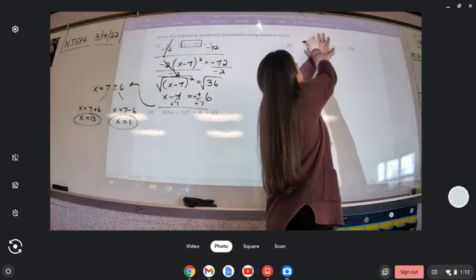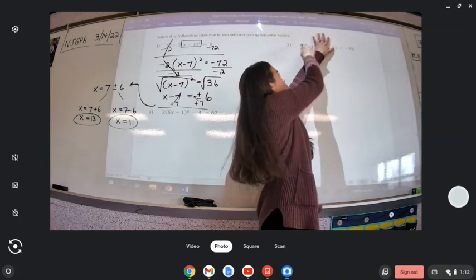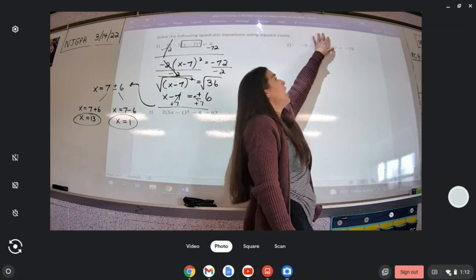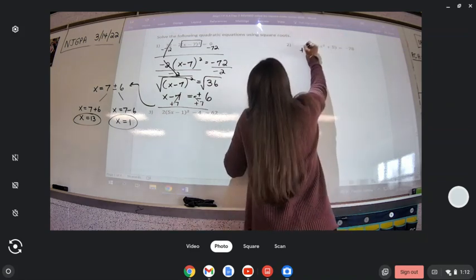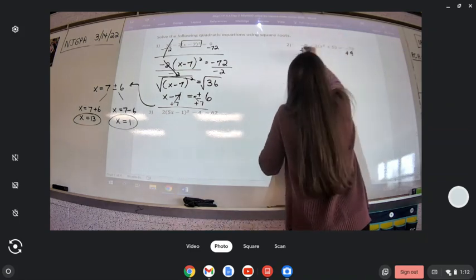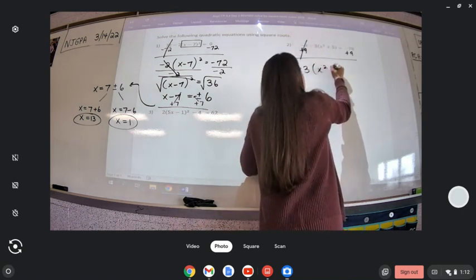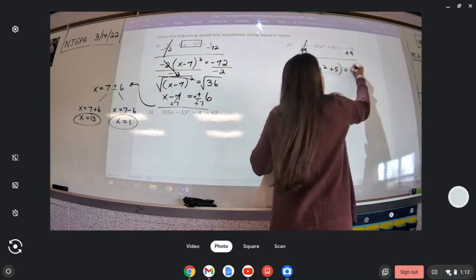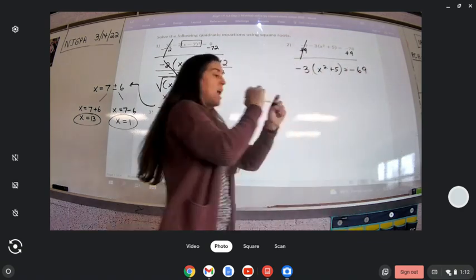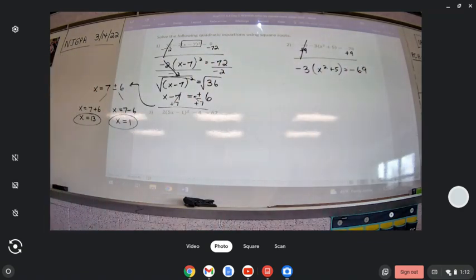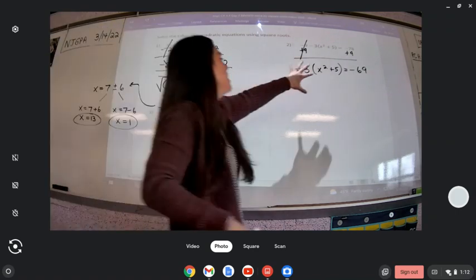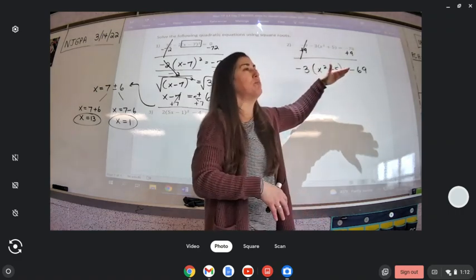Right now, negative 9 has nothing to do with that parenthesis. So how could you get it away right now? I can add it, cancel it out, and add it to the other side. And now I have negative 3 times x squared plus 5 equals negative 69. And again, if you wanted to, you could distribute the negative 3 right now. There's nothing stopping you. This parenthesis is not squared. I am allowed to distribute.